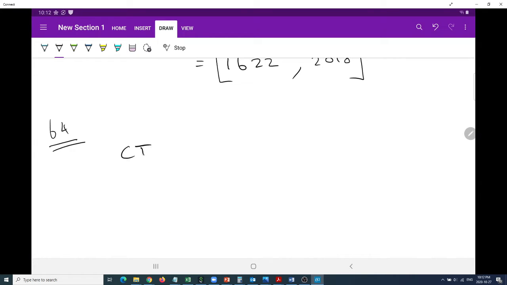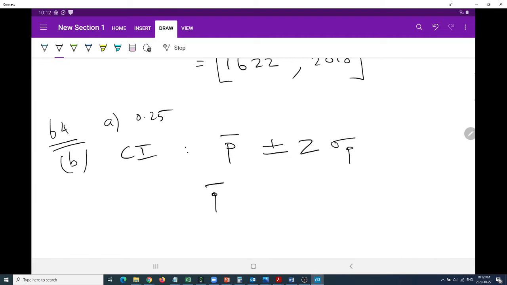So for 64 part A, the answer is 0.25. For 64 part B, the confidence interval is going to be P bar plus or minus Z times sigma of P, because whenever you have proportions, you end up using Z distributions. Or P bar plus or minus Z times the square root of P bar times 1 minus P bar divided by n. Okay, so this is what you do for a sample proportion. This is your confidence interval.